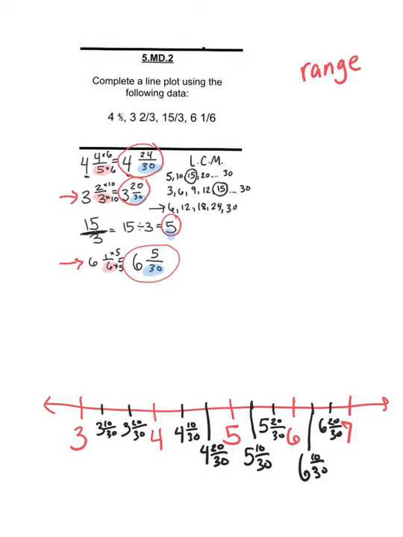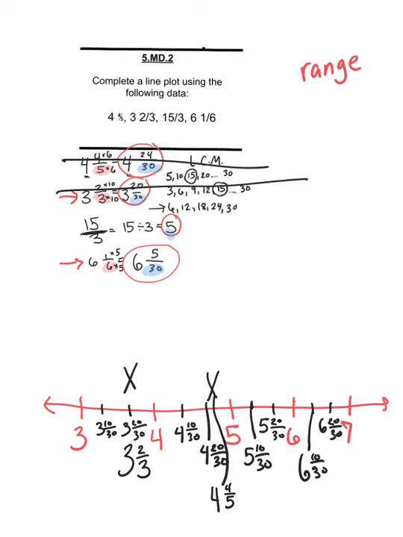I need to mark 4 and 24 out of 30. So that would go about right here, I guess. I gotta draw a line all the way down. 4 and 4/5 is the same as 4 and 24 out of 30, so I did that. Okay, you guys do this along with me. Then I have 3 and 2/3, which is the same as 3 and 20 out of 30.